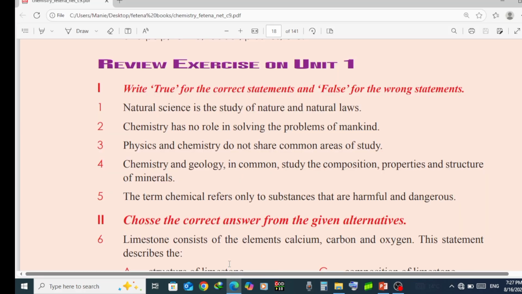Question number 5. The term chemical refers only to substances that are harmful and dangerous.